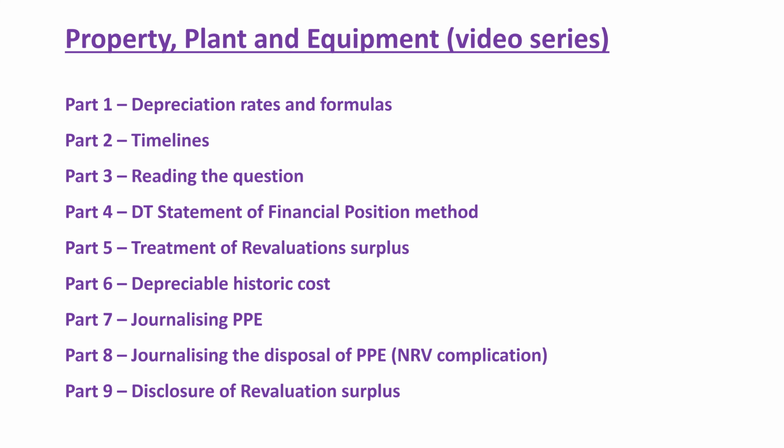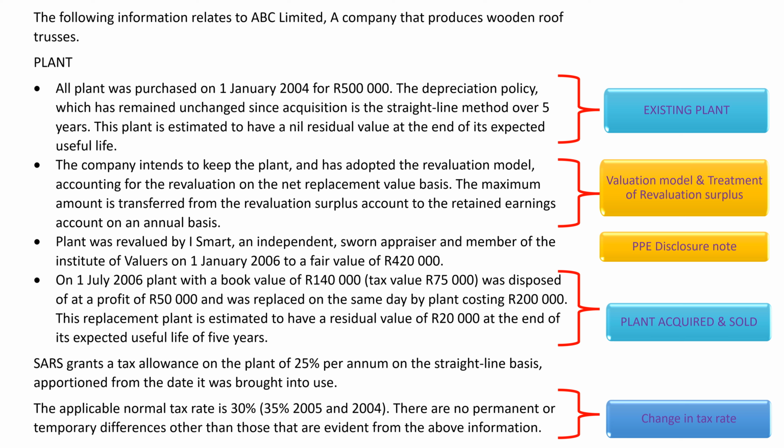At this stage, we have responded to the question by providing journals pertaining to PPE. Using the existing fact pattern in this video, I will teach you how to disclose the revaluation surplus in equity. In terms of our fact pattern, the most salient point is mentioned in point number 2 of our fact pattern. The maximum amount is transferred from the revaluation surplus account to the retained earnings account on an annual basis.